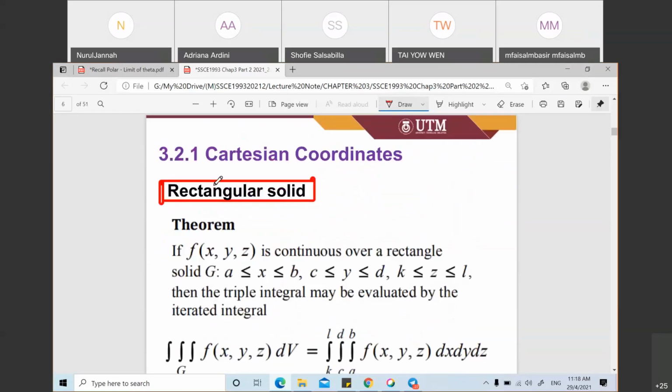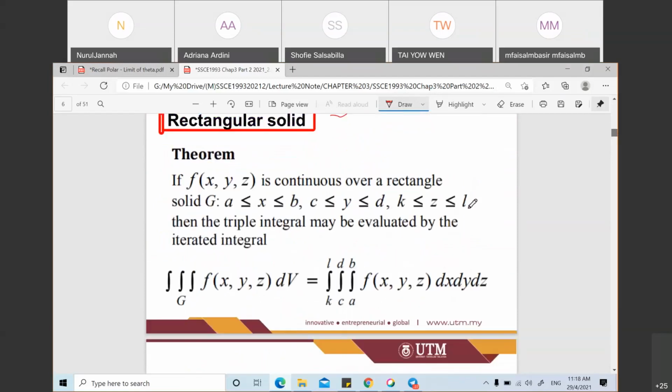Rectangular solid. Okay, this is easy. This is the same as the double integral. If the limits are all constant, you just put them in, and then you can switch the order. If dy is here, dx here will be CD and here will be AB.